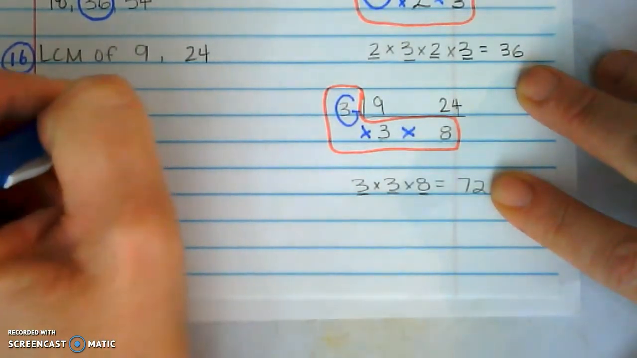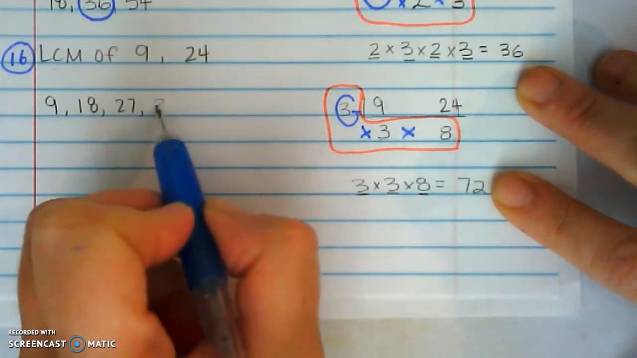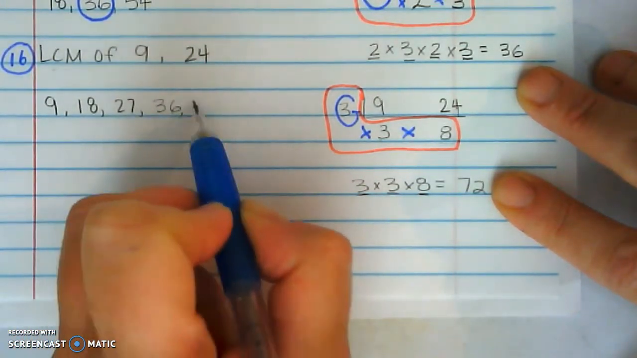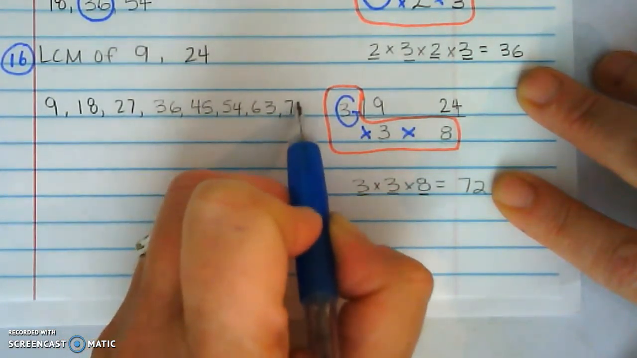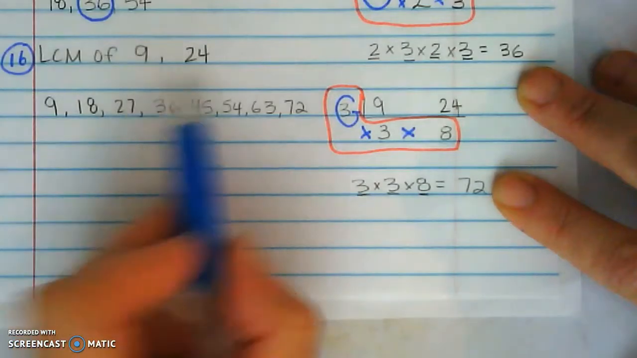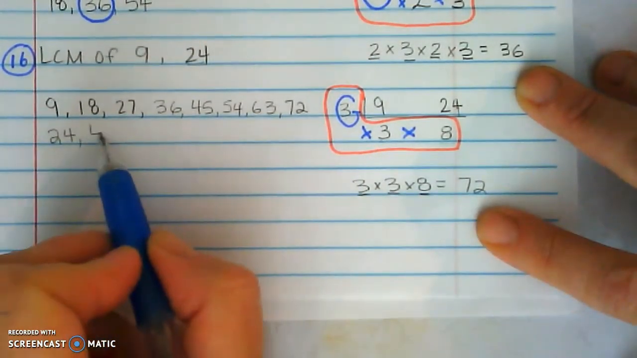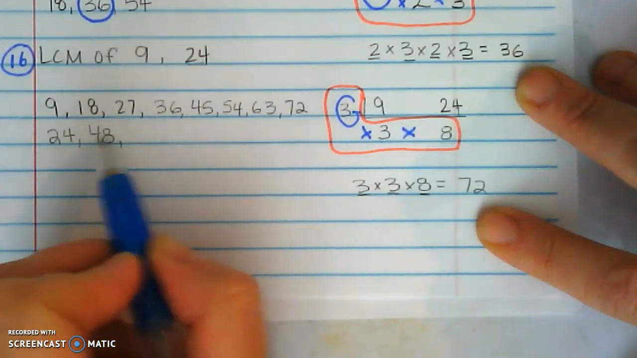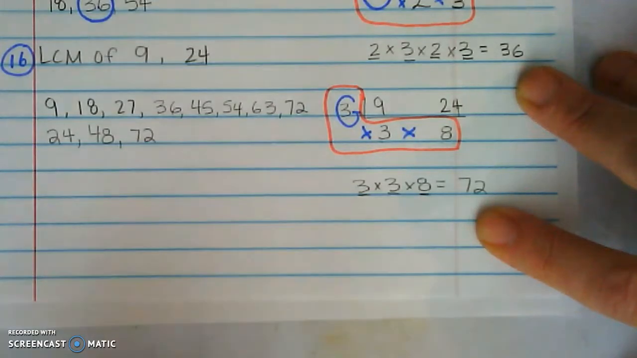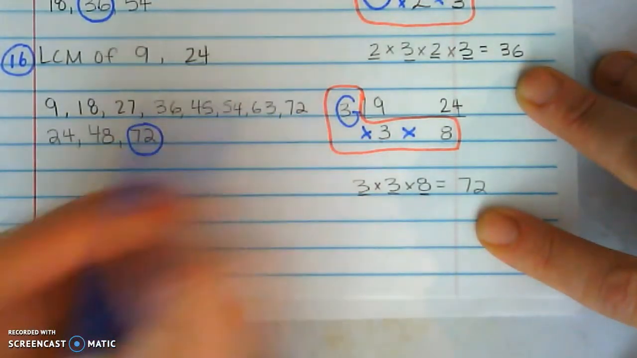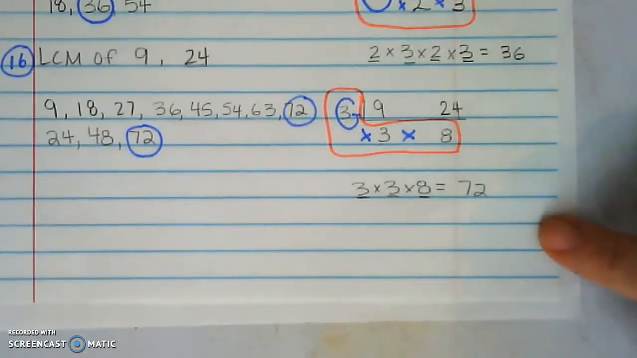And we'll find the same thing if we make our list. When I come over here and I skip count by 9s, I have 9, 18, 27, 36, 45, 54, 63, 72. So now let's see about if I skip count by 24s. Got 24, 48, plus another 24 is 72. So there's that number again, and it's the first number that shows up on both lists.